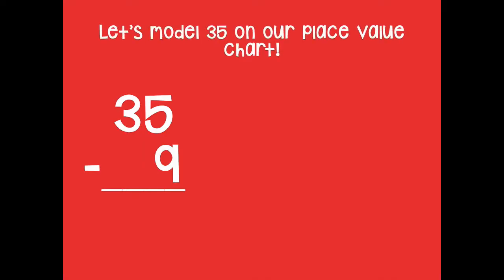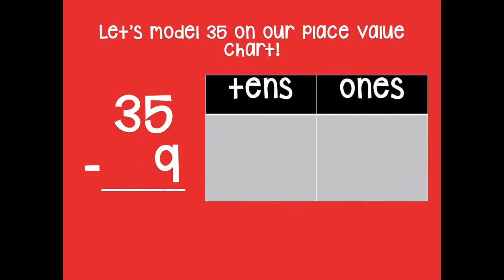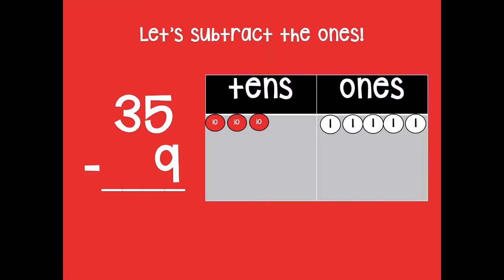Okay, so here I have 35 minus 9. Let's model 35 on our place value chart. Okay, so I'll do this first one for us. So I'm going to model 35. 3 10s, 5 1s. Let's subtract the 1s.